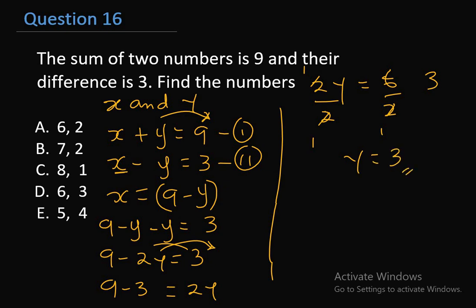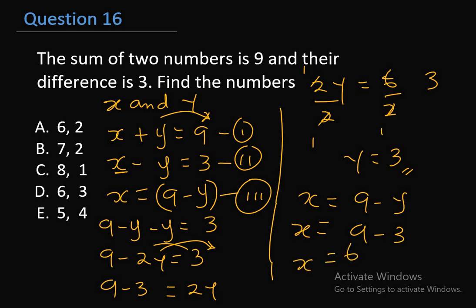Now I know the value of y. I can come back to equation 3, which is this equation that says x is 9 minus y, and get the value of x. So the value of x is simply 9 minus y, which is 9 minus 3, which is 6. So x is 6, y is 3. My answer is D, 6 and 3.